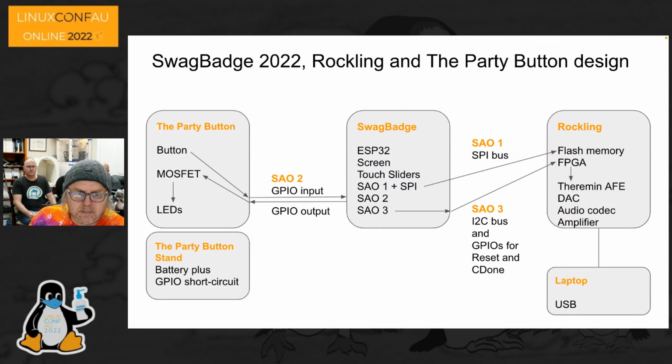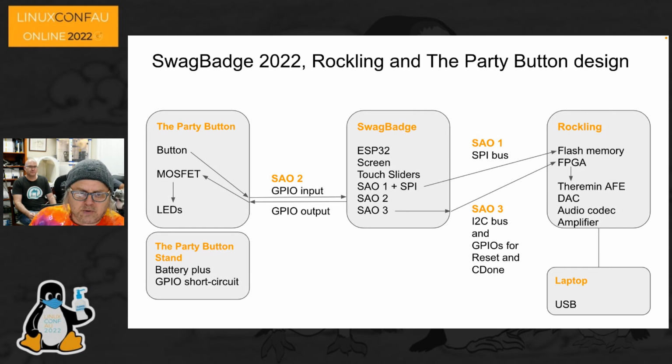So the party button can operate standalone. I think as John showed earlier, you can just put this little base board that has the battery, and it just basically short circuits the button to the MOSFET. So you just press the button and the LEDs go on.